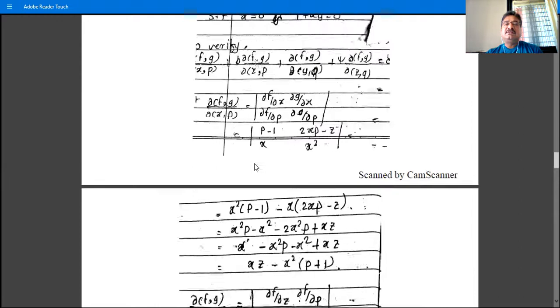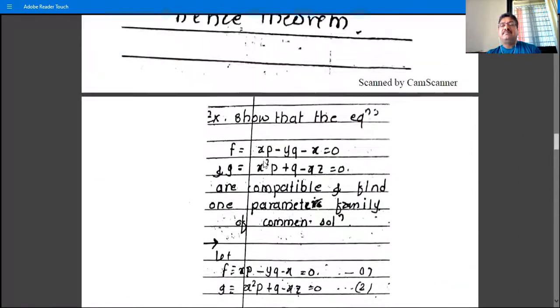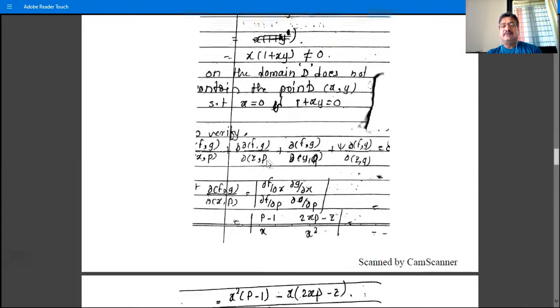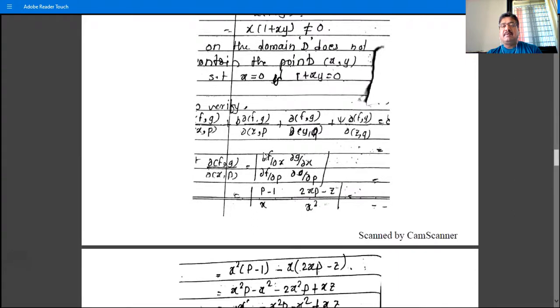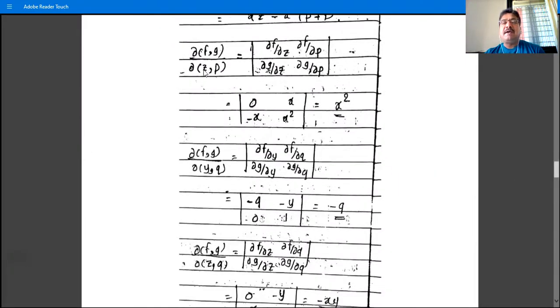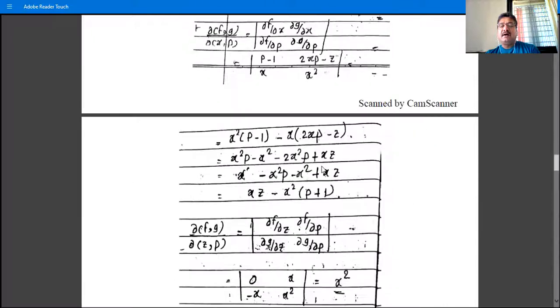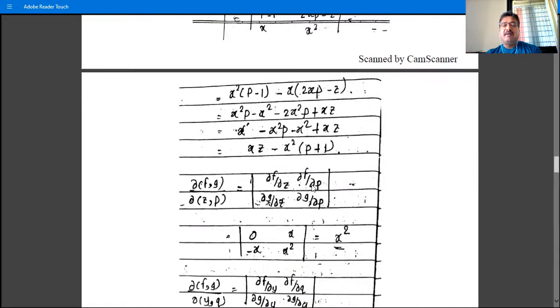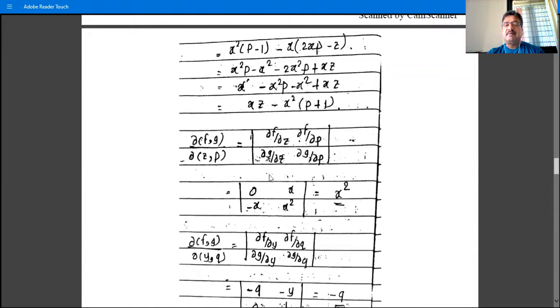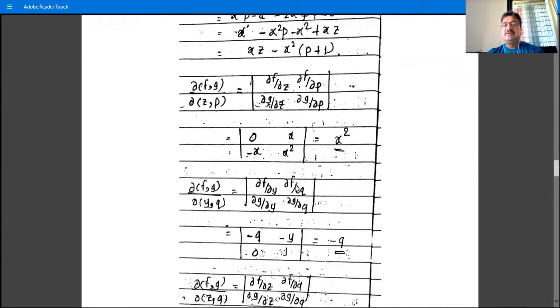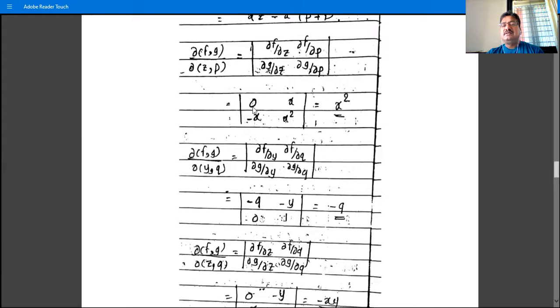Then the second Jacobian, ∂(f,g)/∂(z,p). Again ∂f/∂z, ∂f/∂p, ∂g/∂z, ∂g/∂p. ∂f/∂z is 0 because there is no z in f. ∂f/∂p is x, ∂g/∂z is minus x, and ∂g/∂p is x square. The answer is this into this, 0, minus minus, plus x square.